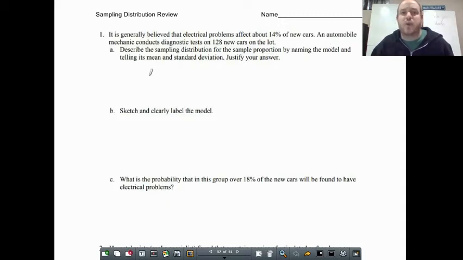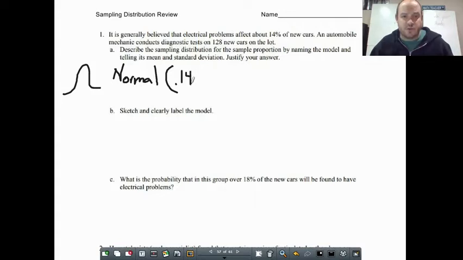All right. So it says describe the sampling distribution for the sample proportion by naming the model. What's the model? Well, we know that if we are dealing with a sampling distribution, as long as our conditions are met, which we'll get back to in a second, then we are following which model? The normal model. So that means that really this is just asking you to make mention of the fact that it is a normal model. All right. Then it asks for the mean and the standard deviation. Remember, the mean that we use in this case is just whatever the true proportion is. So that would be 14% in this case, or 0.14.